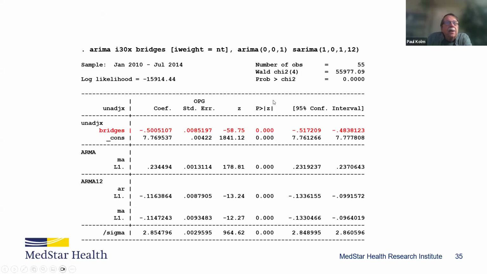And so now we can see that our test for our intervention here is statistically significant. And we can see that the coefficient is negative, so that means that there was a decrease, however small, in readmission rates after the intervention. And then the rest of this is just the test for the moving average, or the autocorrelation part of our time series model.